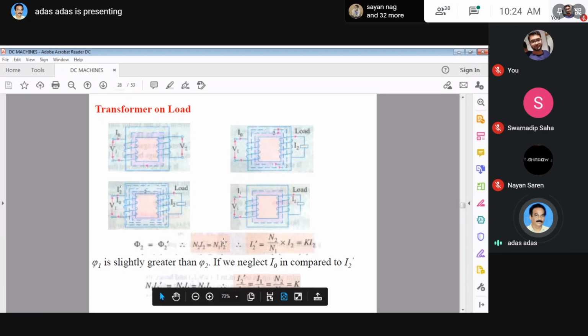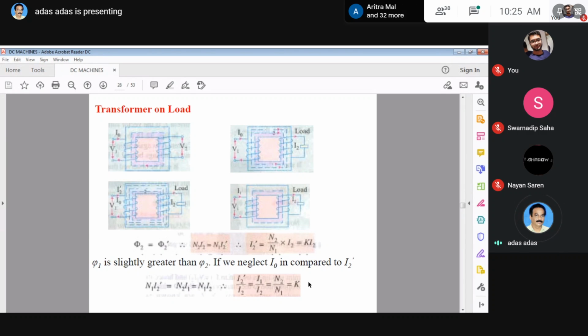Phi 1 is slightly greater than phi 2. If we neglect I0 in comparison with I2 dash, then we can write these equations. We can write this equation. Which is equal to N1 I2 dash equals N2 I2, so ultimately I2 dash by I2 equals I1 by I2 equals N2 by N1 equals K.